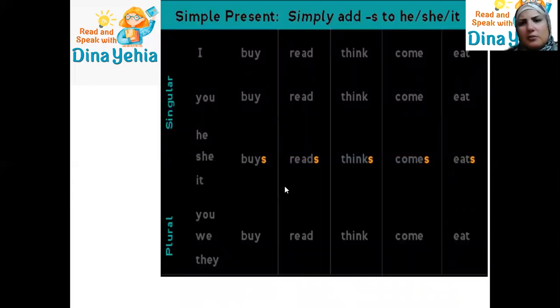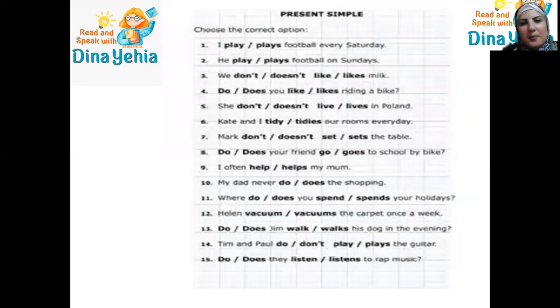Here it's just a table that shows you how S is added with the pronouns like he, she, it, you, we, they, and you. For example, with I it is play, with she I add S. Read, reads; think, thinks; come, comes; eat, eats. Take care, when does is here, does swallows the S. Clear? Let's move to this application.